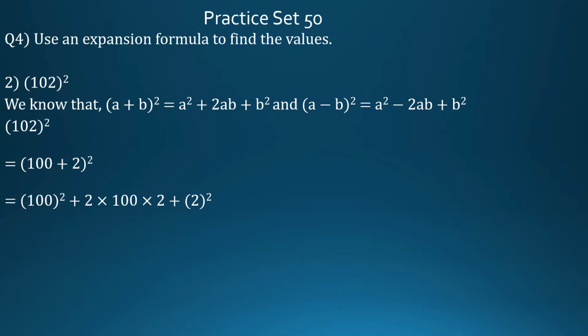Square of 100 is 10,000 plus 2 into 2 is 4 into 100 is 400 plus 2 square is 4. Now let us add all these numbers. So we get 10,404. So the expansion of 102 the whole square, or the square of 102 is 10,404.